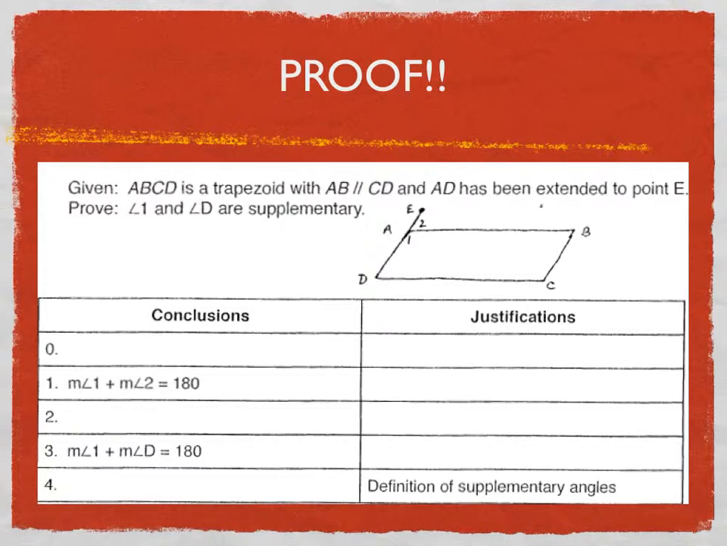Because I know AB is parallel to CD, so I'm going to go ahead and mark that right away. AB is parallel to CD. And then this just says AD has been extended. Sometimes they tell you that in the given, sometimes they don't. Really, they just took this side and made it longer. And I want you to prove that angle 1 is supplementary to angle D.